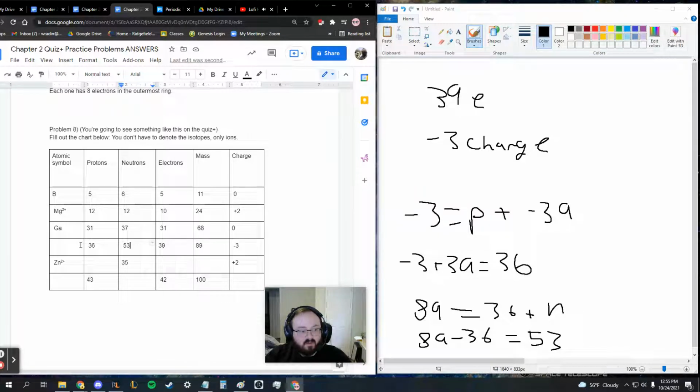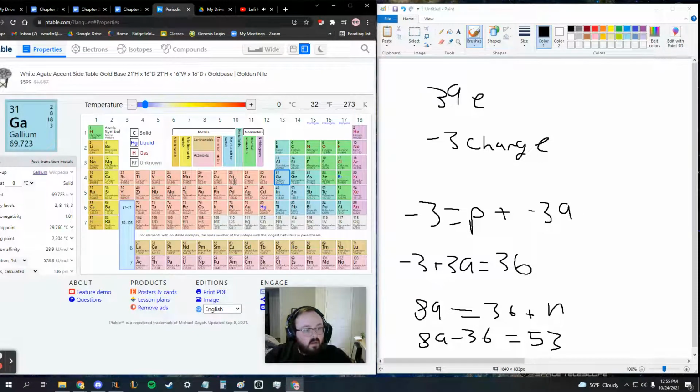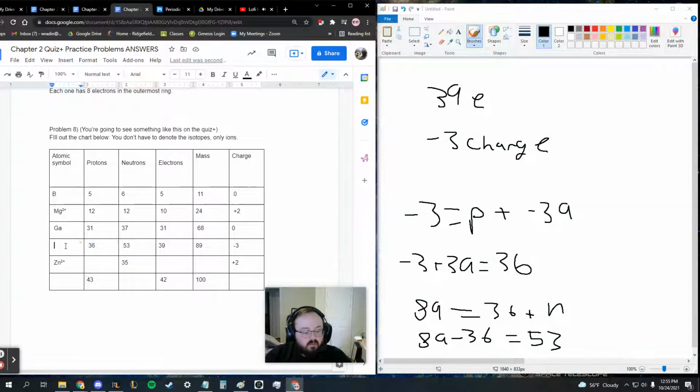This is not a stable atom here, but we have 36 as our protons. So let's look for number 36. Number 36 is krypton, Kr. But we have a -3 charge here, so we are going to write 3 minus. This is one of those examples where this is not a real thing. I'm just having you do the math for the sake of it. This atom would not last very long.